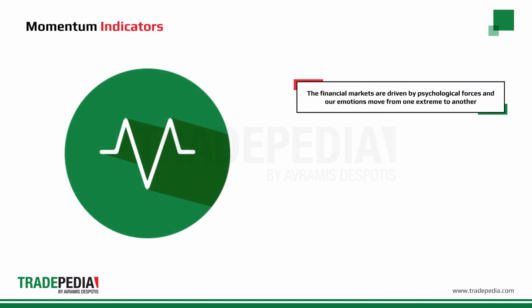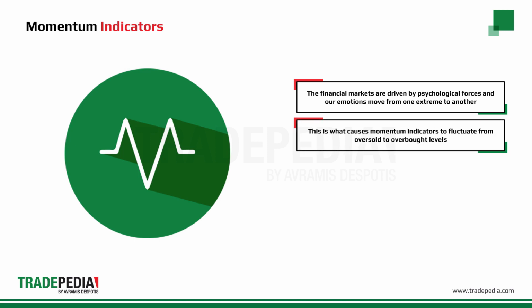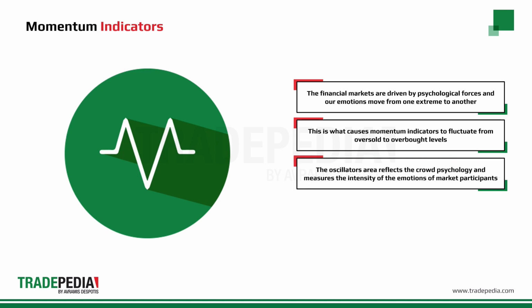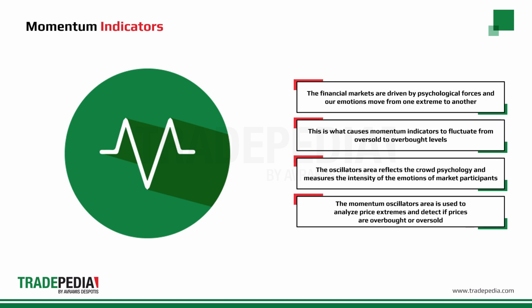The financial markets are essentially driven by psychological forces, and our emotions move from one extreme to another, from greed to fear, from hope to despair. This is what causes momentum indicators to fluctuate from oversold to overbought levels. The oscillators area reflects the crowd psychology and measures the intensity of the emotions of market participants. The momentum oscillators area is used to analyze price extremes and detect if prices are overbought or oversold.